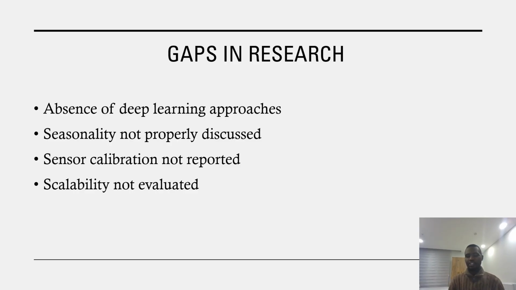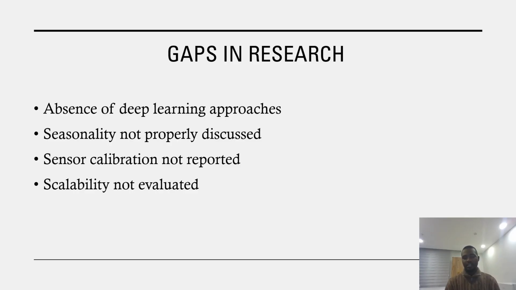Apart from the limitations, we also have gaps in the research, which is the absence of deep learning approaches. They did not discuss how they model the seasonality differences in their data handling, and they did not report how they calibrated their sensors so as to know whether this affected their readings or the accuracy of the result. And they did not evaluate how this research could be scaled into a much larger system.